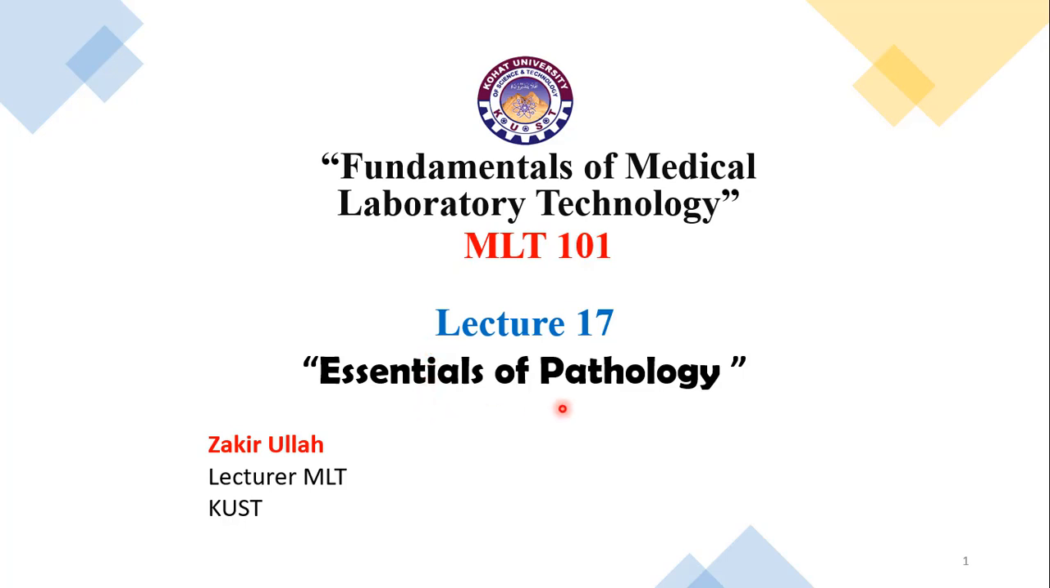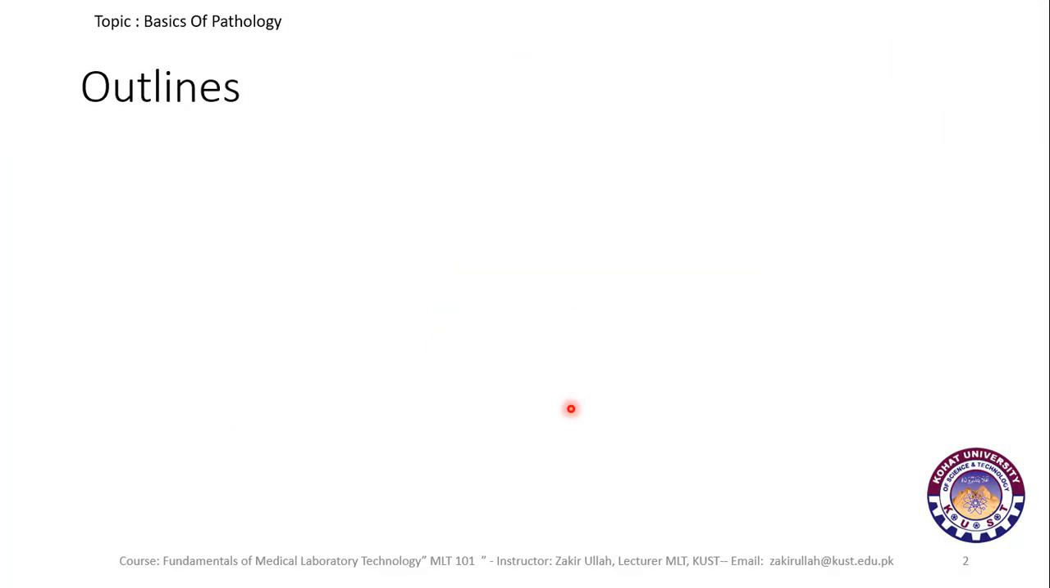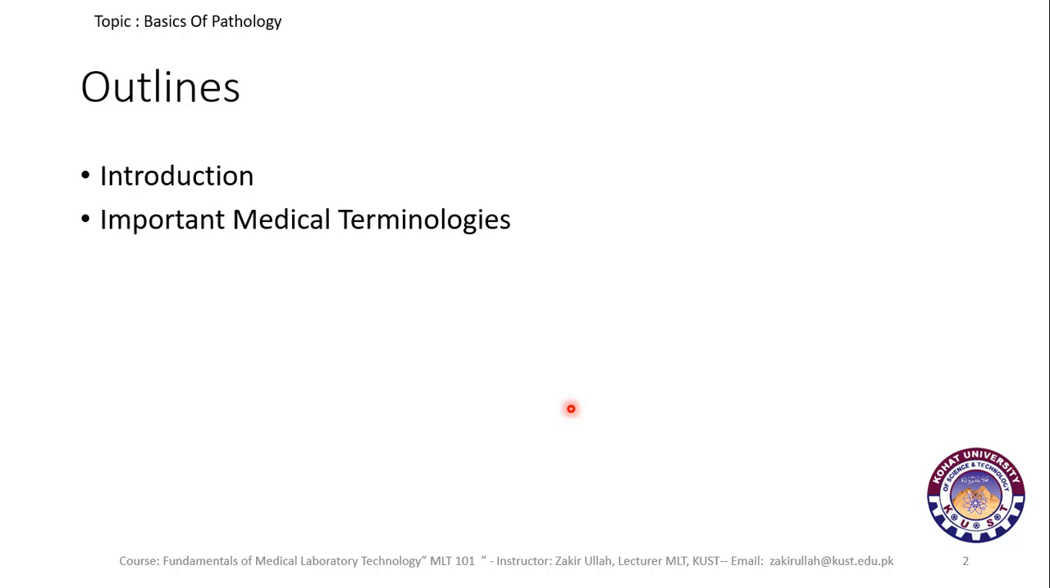Dear students, welcome to the new topic of fundamentals of medical laboratory technology. Today our lecture will be about the essentials, the important terminologies and the basic parts of pathology. In today's outline we will discuss the introduction of pathology, the basic terminologies, what pathology is, and what we learn and discuss in pathology. Then we will discuss the important medical terminologies which are used in pathology, the different medical terms used in the pathology department. At the end we will discuss the different types of cellular adaptation as a result of changes in the cellular environment and the different phenomena that lead to changes in the cellular environment.